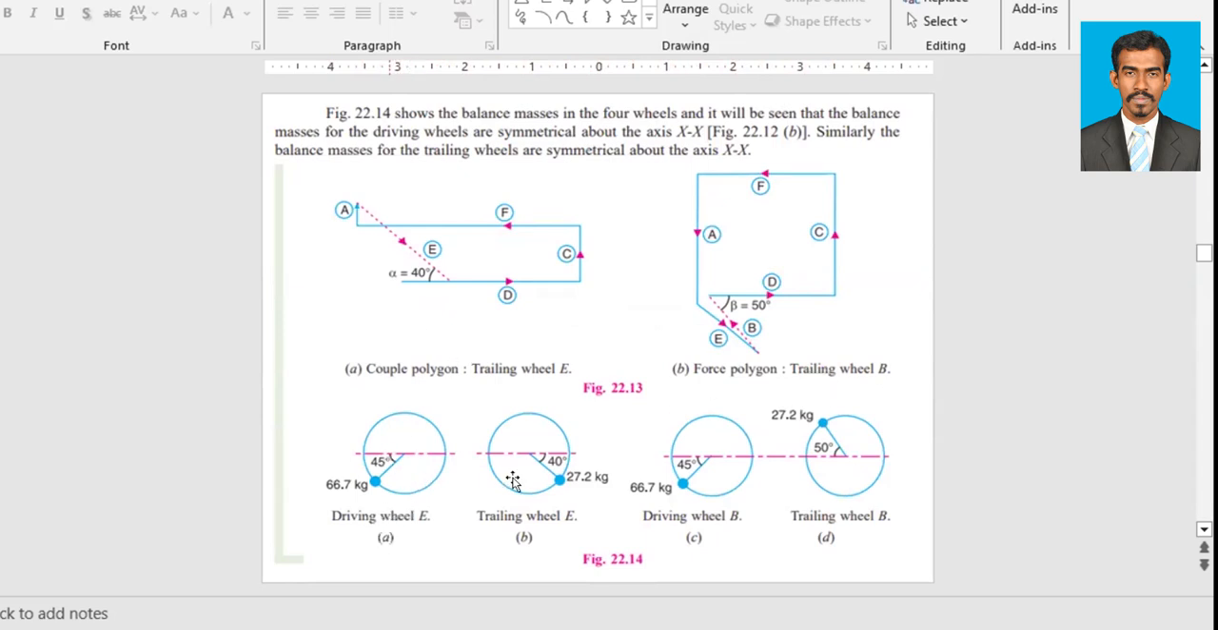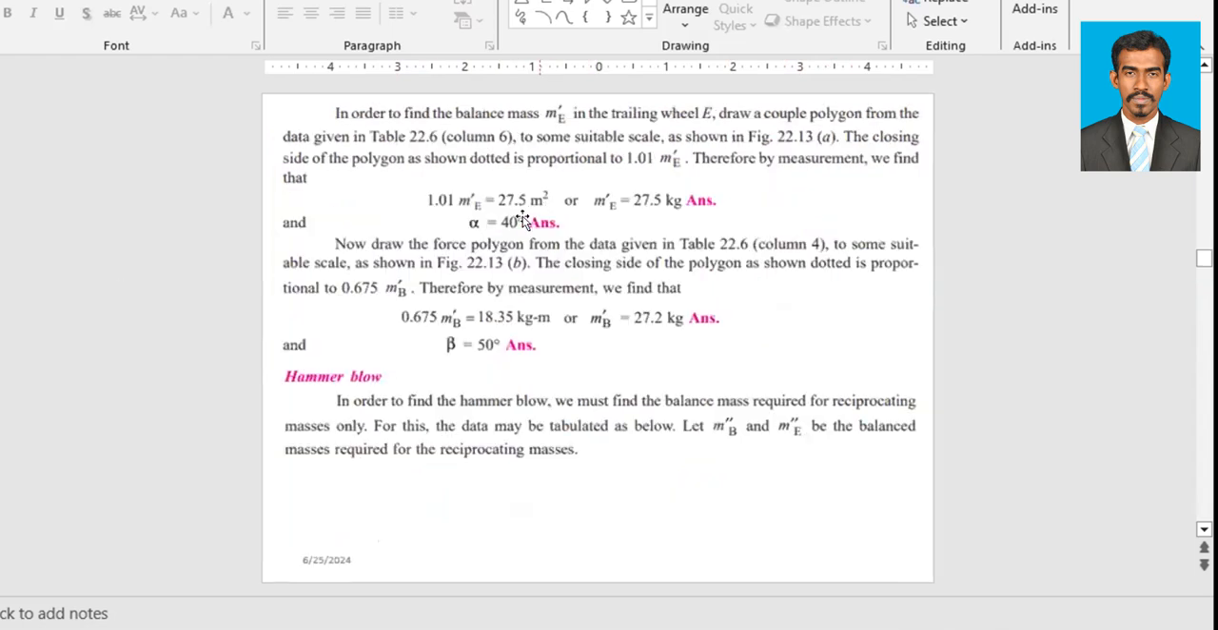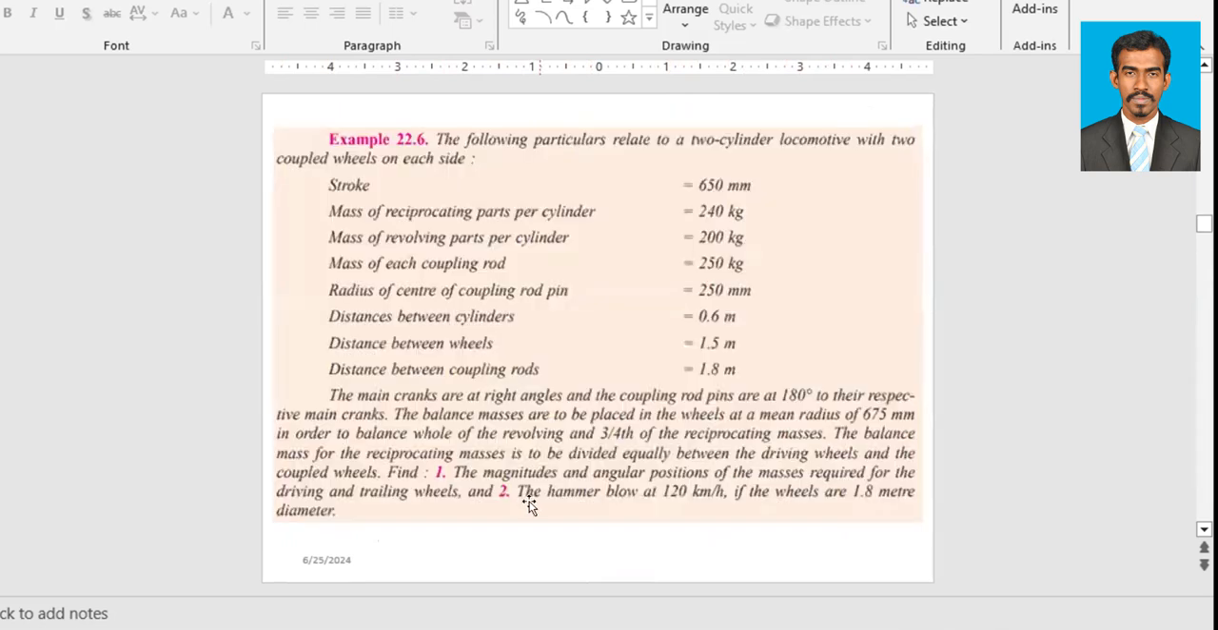So this is for driving wheel E, this is for trailing wheel E. Similarly, this is for driving wheel B and this is for trailing wheel B, right? So we have found these data. Right? Alpha we have found, mass we have found, beta we have found, mass we have found, right? So the first part of the question is over. Now we have to find the hammer blow, right? So the second part of the question, the hammer blow at 120 km per hour if the wheels are 1.8 meter diameter, right?